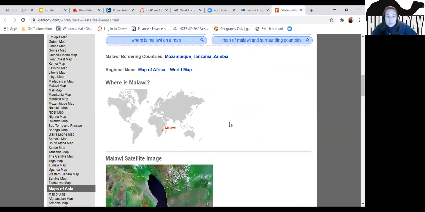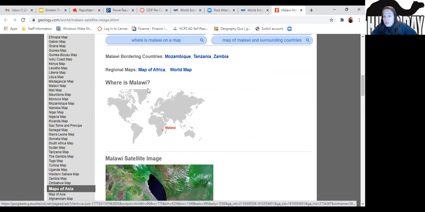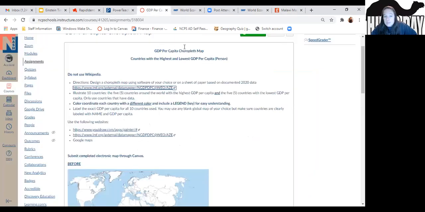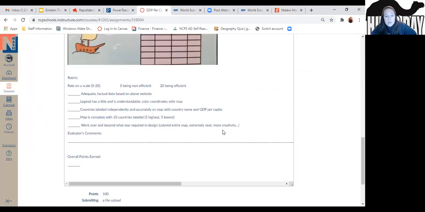To find your countries, just type in, where is Malawi on global map, and then find a picture, and then you can label your map. And I do have a rubric for you, so you know exactly how I'm grading you.